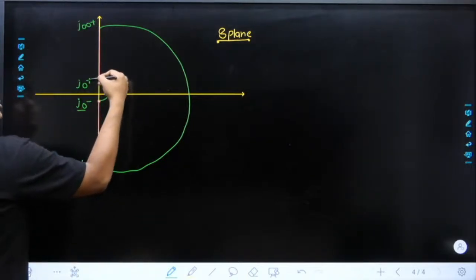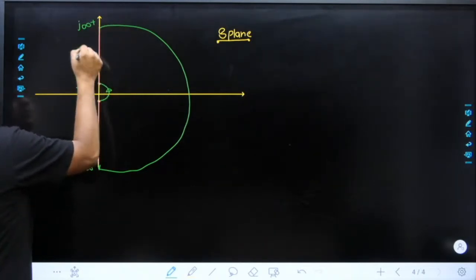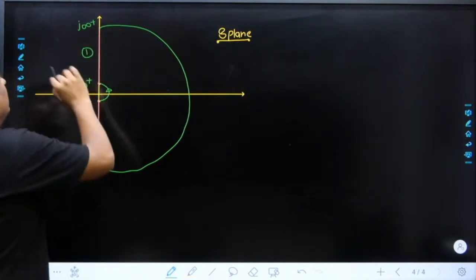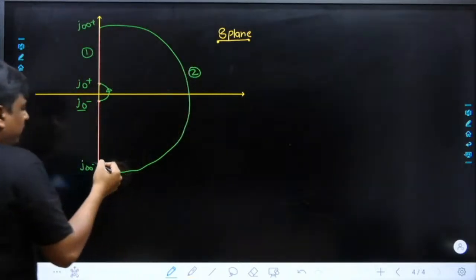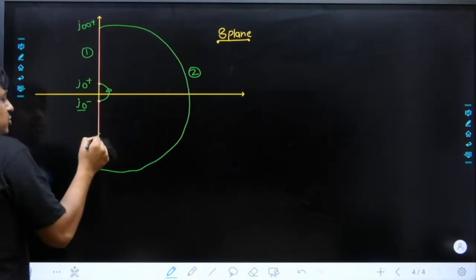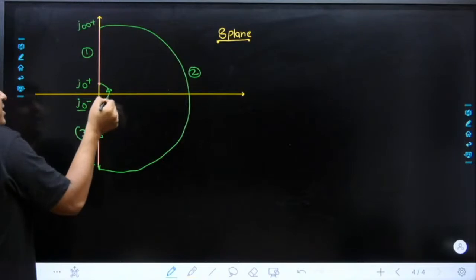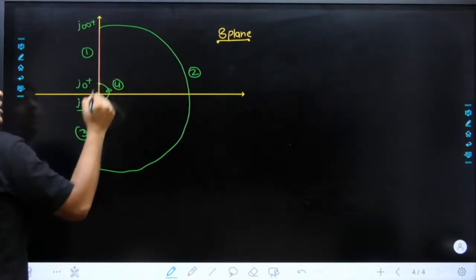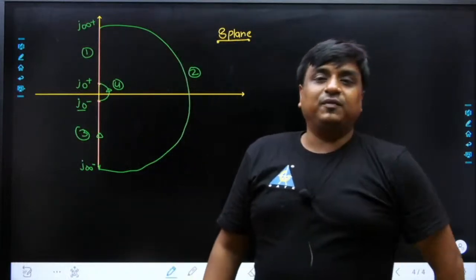Do you know what the Nyquist plot segments were? From 0 plus to infinity plus, that was segment number 1. From infinity plus to infinity minus, that was segment number 2. Similarly, from infinity minus to 0 minus, that was segment number 3, and from 0 minus to 0 plus, that's segment number 4. So as far as the Nyquist plot is concerned, we have a total of 4 segments.